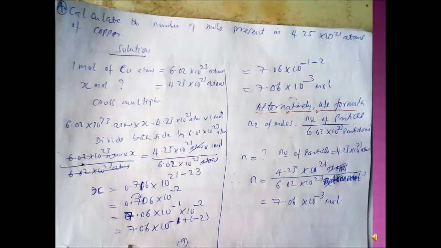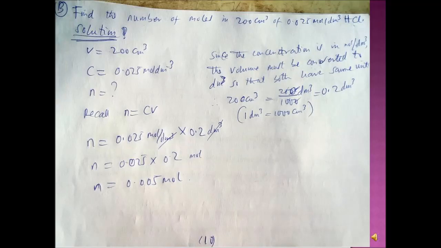Then the next example is: find the number of moles in 200 centimeter cube of 0.025 mole per dm cube. So like we've said earlier, from the 5-step process of using a mathematical formula to do some chemical calculations, we say we have volume, which is 200 centimeter cube. It was given unto us. We also have C, which is our concentration, which is 0.025 mole per dm cube.